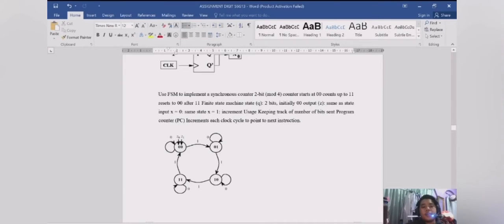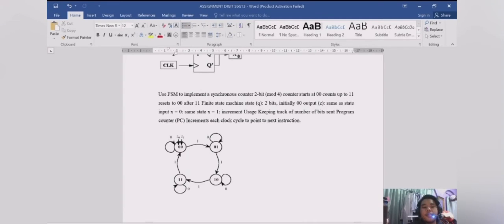A finite state machine or finite state automaton is a mathematical model of computation. It is an abstract machine that can be in exactly one of a finite number of states at any given time. The FSM can change from one state to another in response to some inputs. The change from one state to another is called a transition.